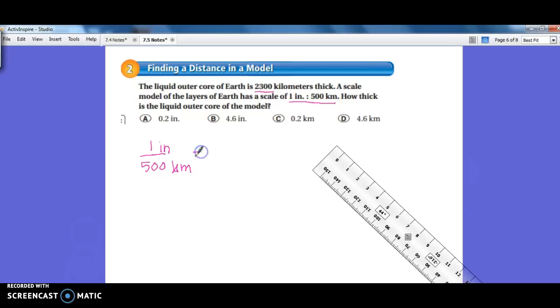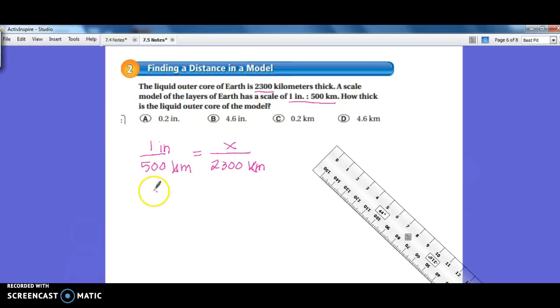And they do give us some more information that I can use to set up my proportion. So here it says the outer core of Earth is 2,300 kilometers thick. I see kilometers here on the bottom, so I'm going to go ahead and put the 2300 on the bottom as well. And I know I'm going to need to find x, so I'll use a variable here. Again, I'm going to cross multiply and divide to figure out my proportions.